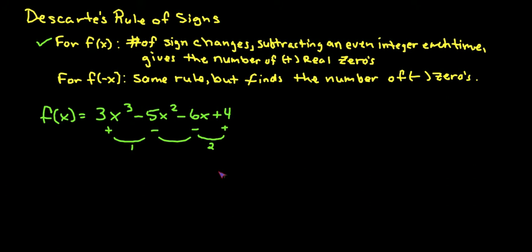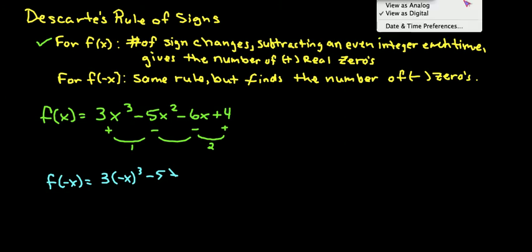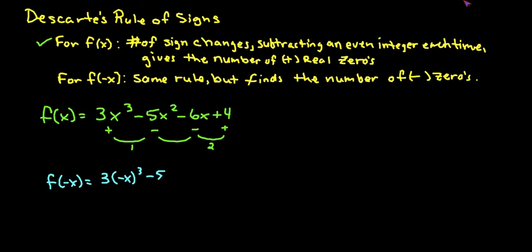So let's take a look at what happens with f of negative x, and we'll come back to this in a second. So f of negative x just means everywhere there was an x, we're going to substitute in a negative x. Oops, getting a little sloppy again with that. And then we're going to simplify this before we do our count like we did up here.